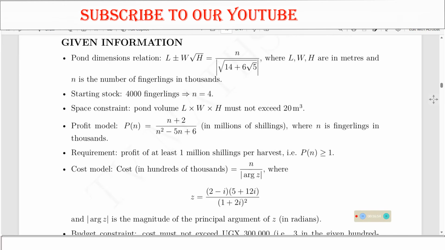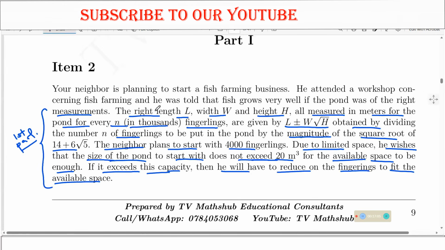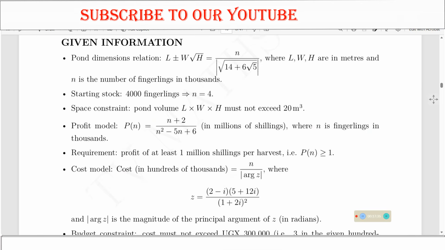so to look at the response for item 2, we shall first of all try to analyze the given information. For part 1, this is what we are told. We are told that the right length L, width W, and height H, all measured in meters for the pond for every N, which is in thousands. You need to note that fingerlings are given by this, but this is obtained by dividing the number N by the magnitude of the square root of this number. This is what we are having.